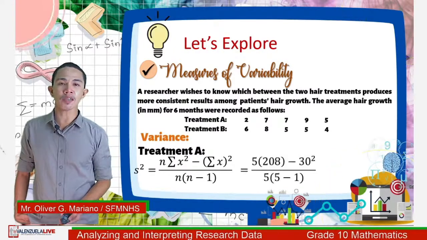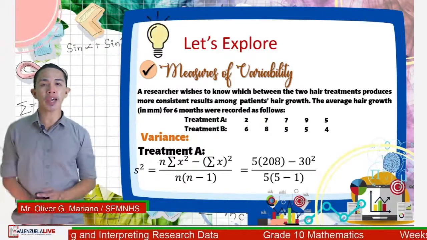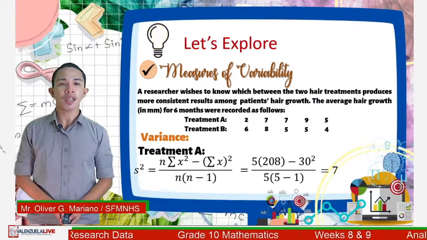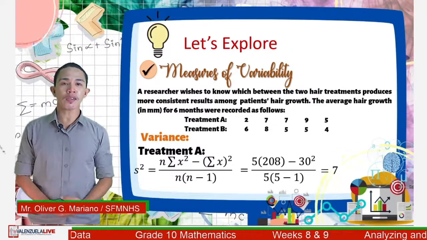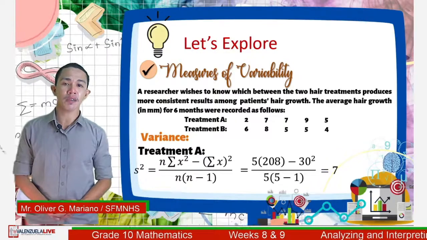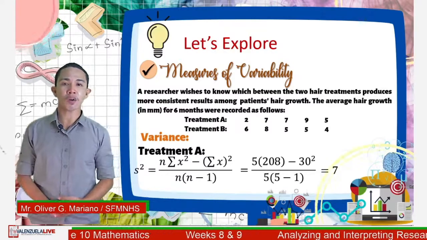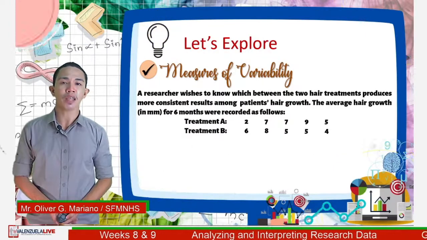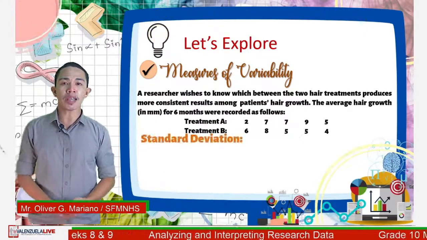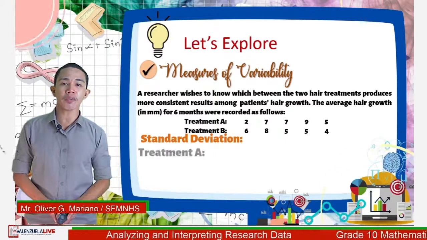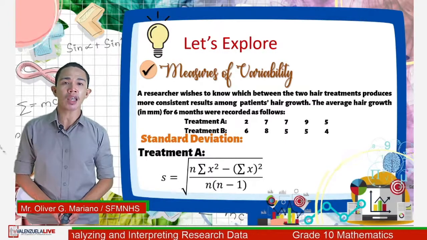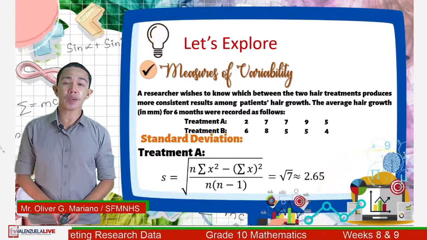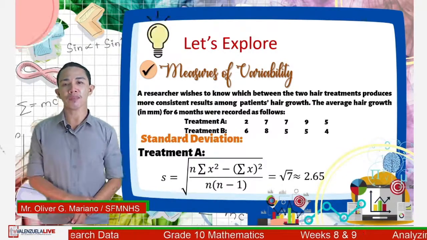Substitution yields 5 times 208 minus the square of 30 all over 5 times quantity 5 minus 1. Performing all the operations therein gives us 7. So the variance for the data given in treatment A is 7. Now, we learned earlier that the standard deviation is just the square root of variance. So for treatment A, the standard deviation is the square root of 7, which is approximately 2.65.